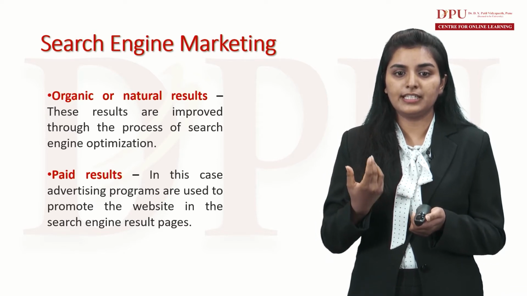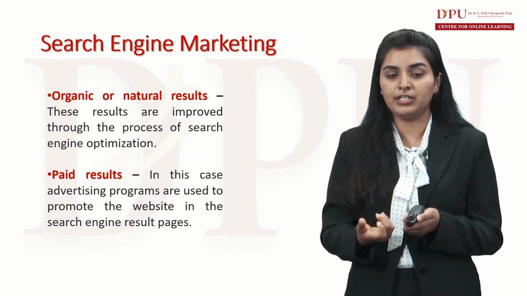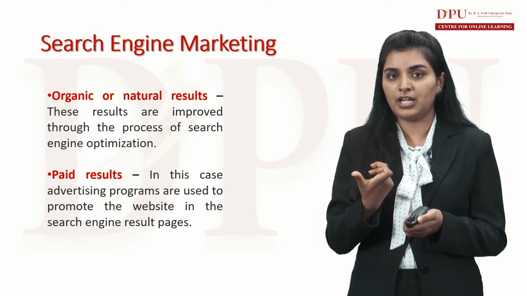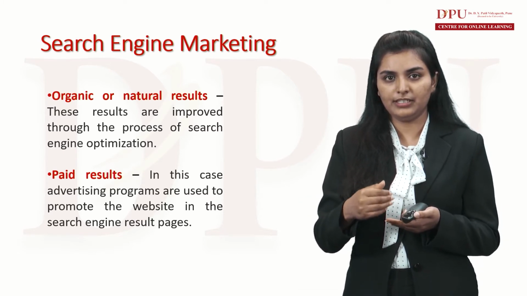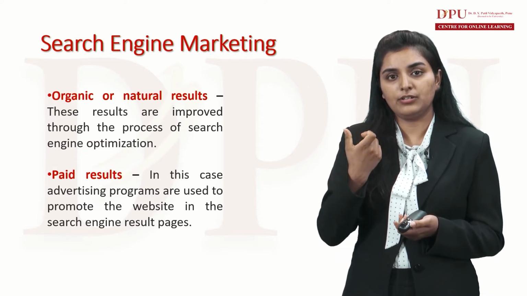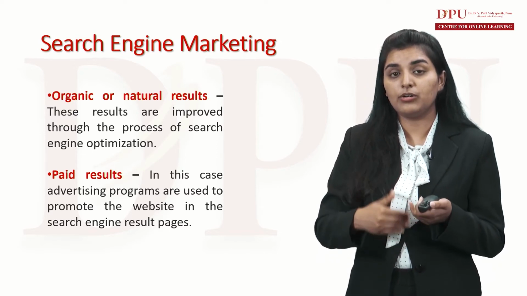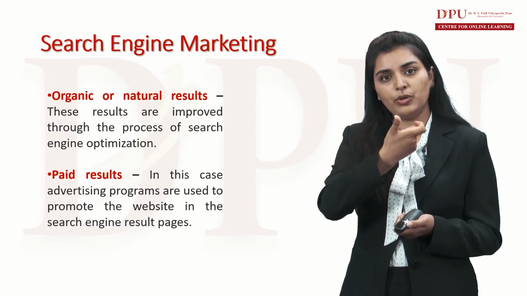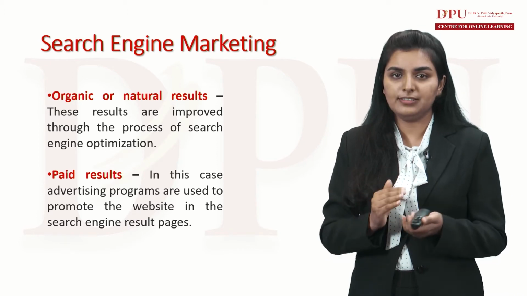So in paid results, in case of advertising, programs are used to promote the website in the search engine result page, right? So you would see, as I've given you the example of the flower bouquet, right? What happens when I search buy flower bouquet? First the ads would come, right? Say three ads come, and then for that particular keyword, flower and bouquet, you would see some organic pages or websites also coming up. And you would see the difference that in ads you have the same organization, and in organic also you have the same organization. So they are working in parallel, right?